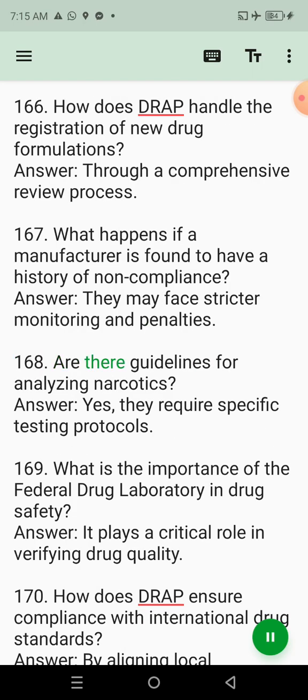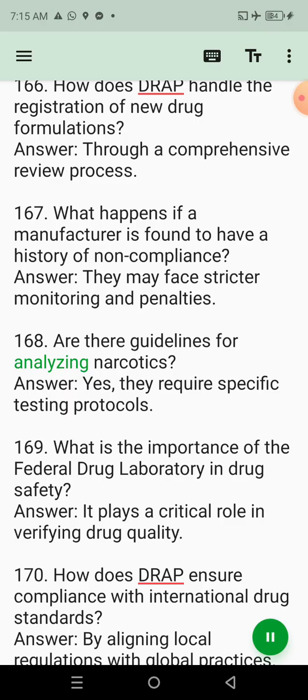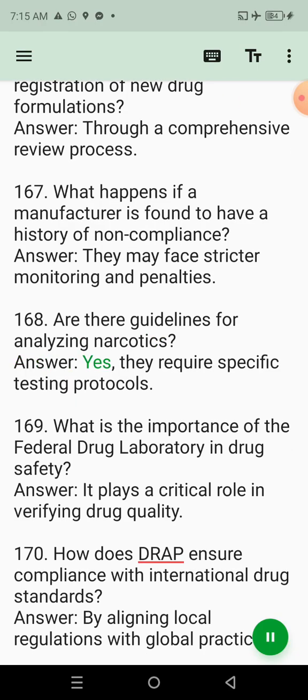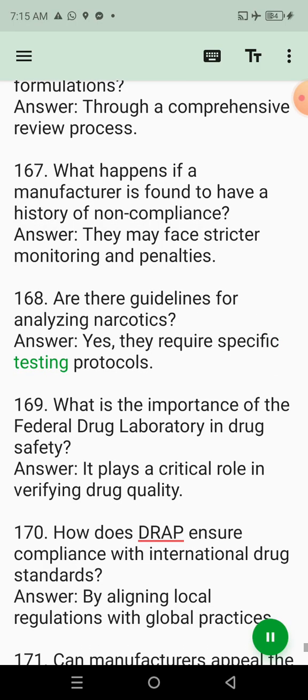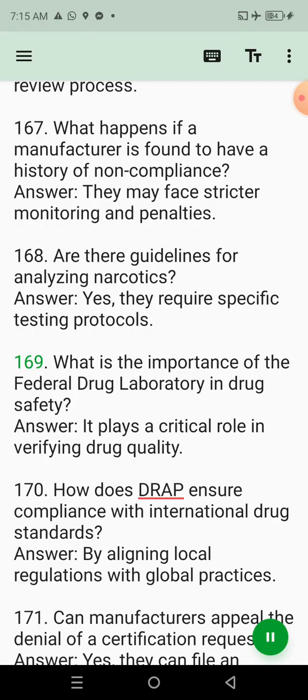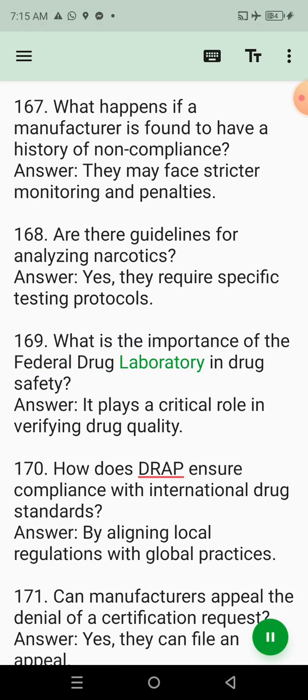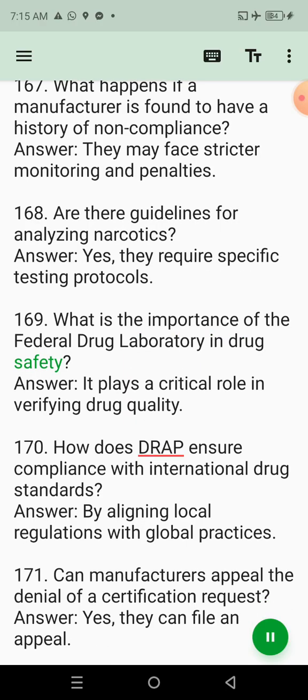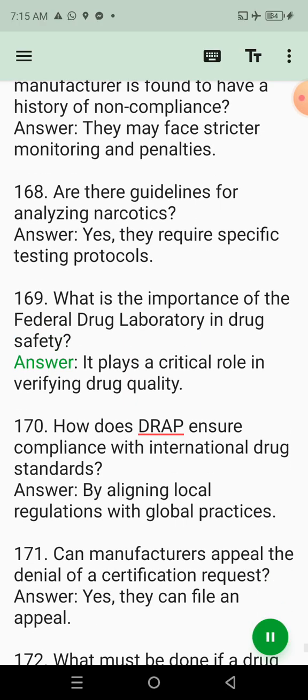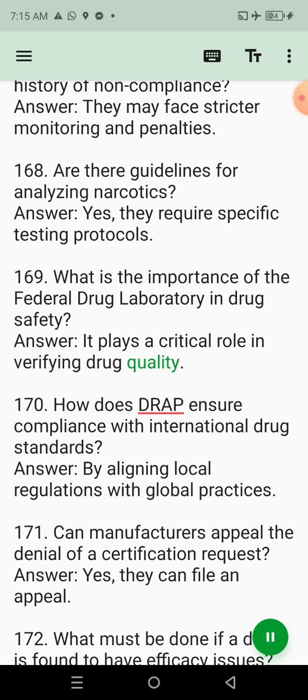168. Are there guidelines for analyzing narcotics? Answer. Yes, they require specific testing protocols. 169. What is the importance of the Federal Drug Laboratory in drug safety? Answer. It plays a critical role in verifying drug quality.